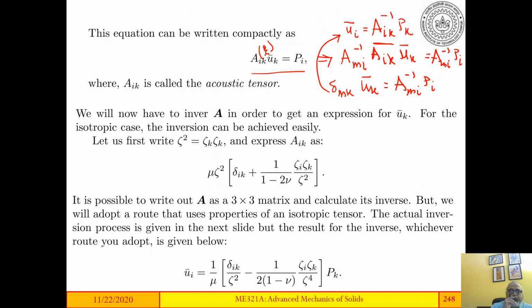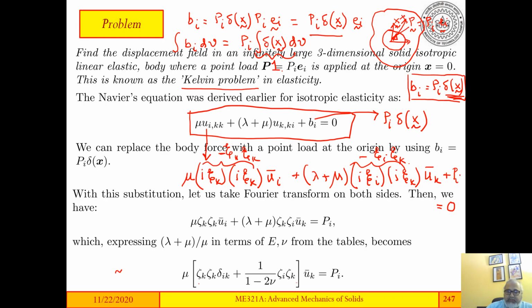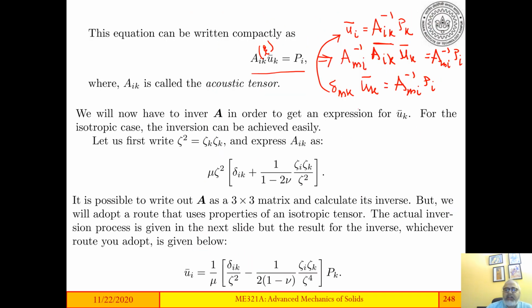But whatever you do, we are going to express this as zeta square. Remember, zeta square is zeta k. We had defined that earlier. And doing that, we take mu zeta square outside, and then this is what our aik looks like. This is what our aik will look like.